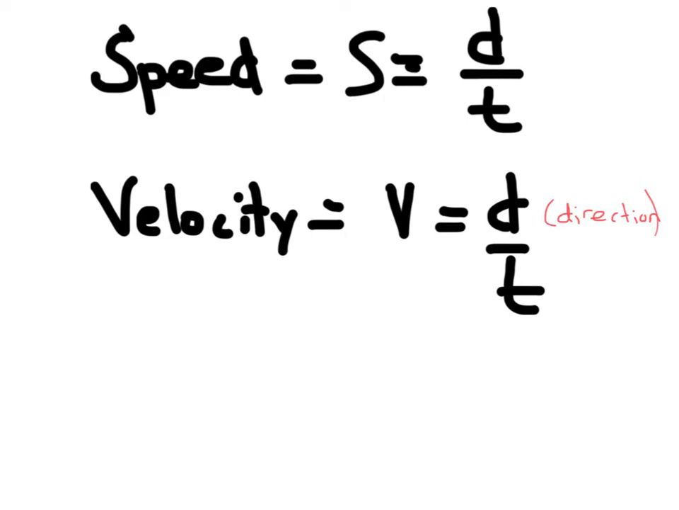Speed is just how fast something is going, and you can calculate it by taking the distance it travels and dividing by the time it takes it to travel that distance. Velocity is almost the same exact thing. Notice that the formula appears the same. It's distance divided by time. But technically, for something to be called velocity, it has to include the direction you're traveling in. So for example, 55 miles per hour is your speed. 55 miles per hour to the west is your velocity. And that's really the only difference between those two things.